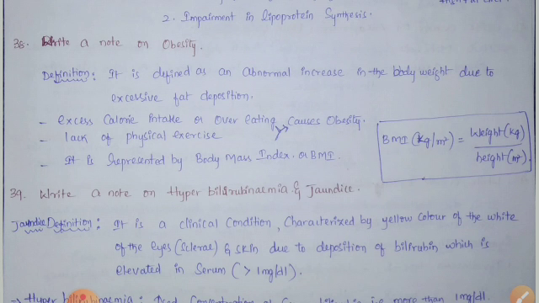It is represented by BMI, that is body mass index. To calculate BMI, the weight of the person is divided by the height of the person. So we get the body mass index. By that we can decide whether the person is obese or not.